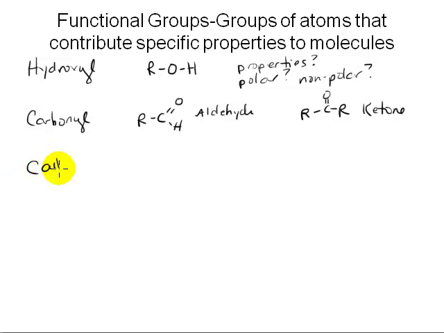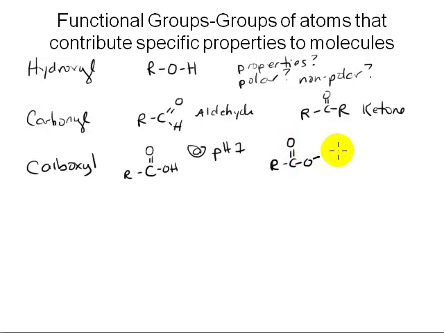Carboxyl groups, or carboxylic acids, consist of a carbon atom double bonded to an oxygen and also singly bonded to the oxygen of a hydroxyl group. Now, at physiological pH, these groups will actually ionize, with the hydroxyl losing a proton. This is why they're referred to as acids, because they increase the hydrogen ion concentration in solution. So at pH 7, like we'd see in most cells, this functional group is ionic and contains a full negative charge.